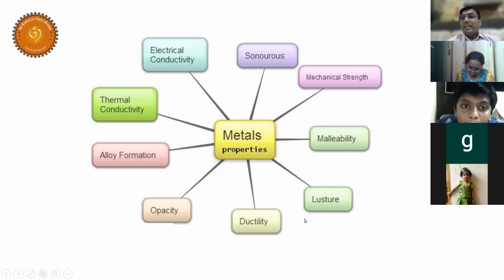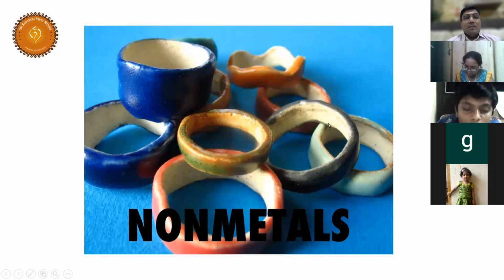Ductility. What is meant by ductility? Can you tell me? Ductile means what? What is the meaning of ductility? Find out and tell me in the next class. What is meant by ductility? Brittleness. Okay. Luster. That will mean shining. Malleability already conveyed to you. It has good mechanical strength. Sonorous means what? Sonorous means looking very attractive. Okay. That is what is sonorous.